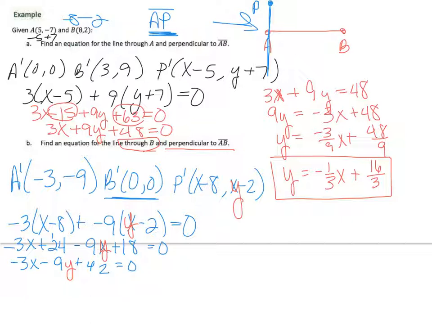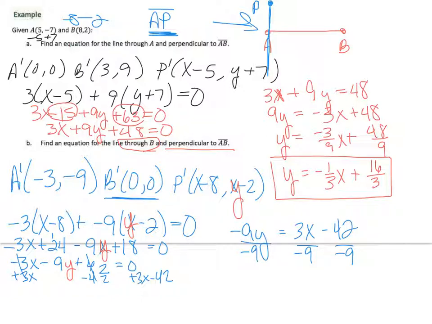Alright, let's move the x and the constant to the other side of the equal sign. And I have negative 9y equals 3x minus 42. Divide everything by negative 9. And I have y equals, this would be negative 1/3 x plus 42 divided by 9. Let's divide 42 by 3. I get 14. 9 divided by 3 is 3. And because those are both negative, that's going to be a positive.